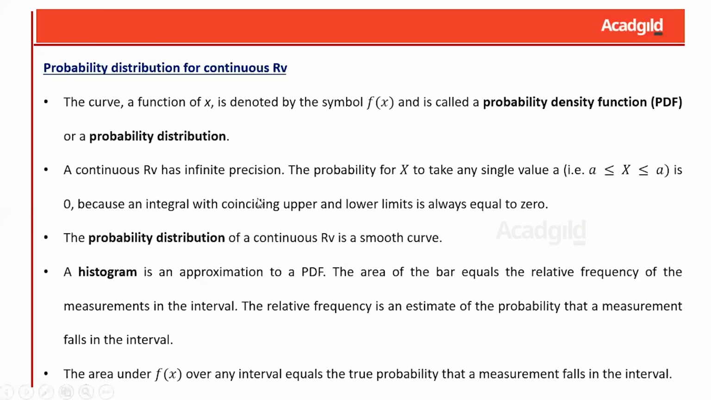The histogram is actually an approximation of the PDF. For each interval, the area of each bar is a proportion of the measurements in the interval. The proportion is the probability of occurrence of a measurement within that interval. Thus, the area under f(x) over an interval represents the probability that a measurement shall fall within that interval.